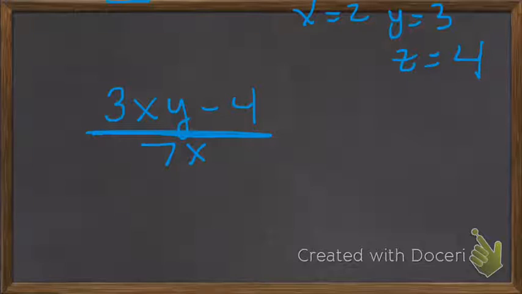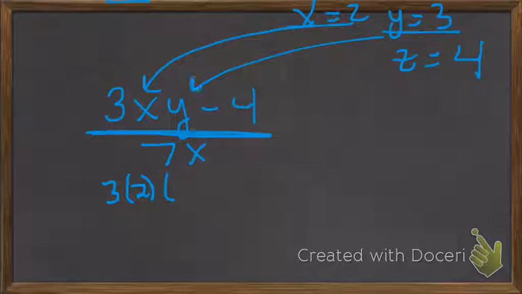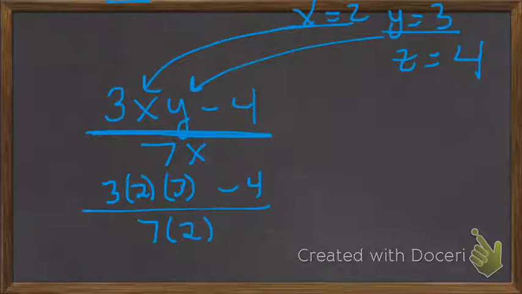Okay, so now we're going to put in our values. So we're going to have 3 times, we're going to replace X with the 2. Replace the Y with 3. I guess I don't really need the Z anymore, do I? And then X was 2 again. All right, so this is what it looks like. Now I'm going to use order of operations to finish this out.